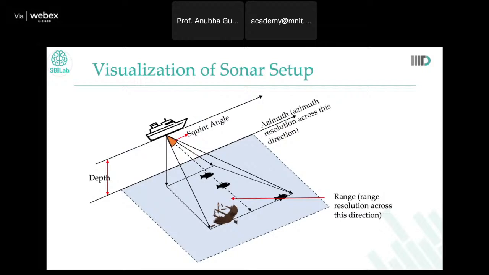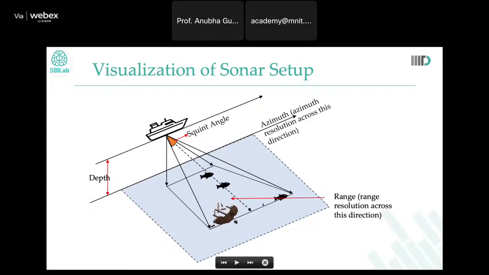If we visualize this sonar setup, so let's say this is the sea bed, that is bottom of the sea, and this is the sea surface, and this is the depth from the sea surface to the sea bottom. And let's say the sonar transducer and receivers are here. If you look at this angle, this is called the squint angle. So if squint angle is 90 degrees, that means sonar is looking in this direction. If it is 0 degree, that means it is looking vertically downward or along your side, right?